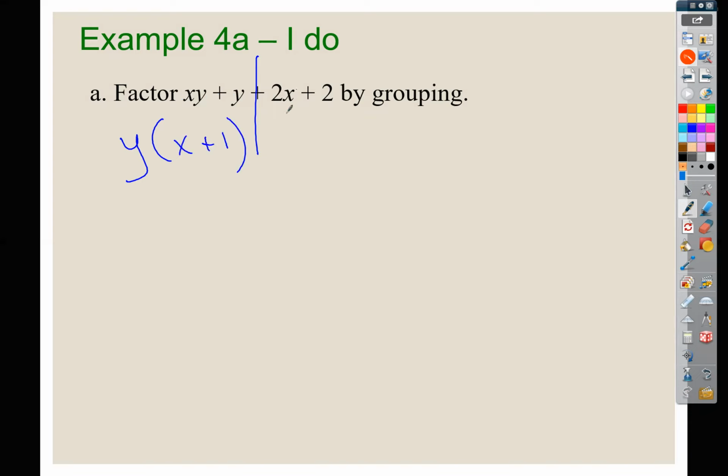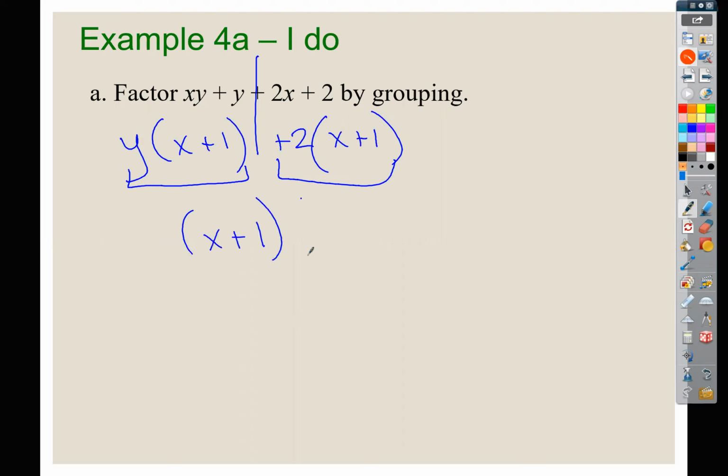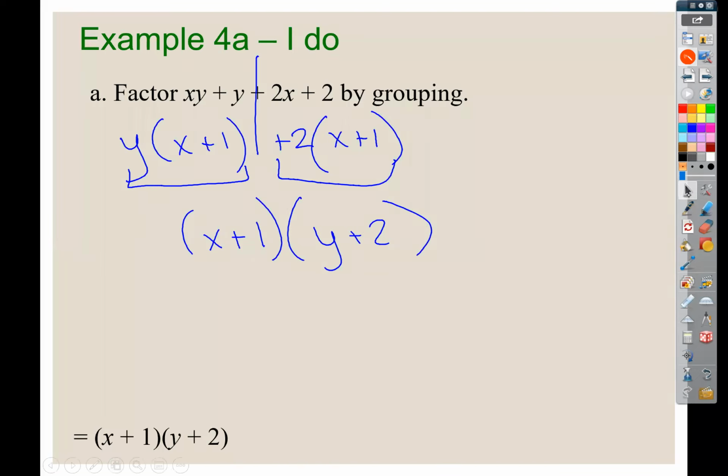What can I take out of this back part? They both have a 2 in common, so I'd have to multiply an x plus 1 to get 2x plus 2. Now, what do both of these factors have in common? They both have an x plus 1, and what don't they have in common? The y plus 2. So split it in half, pull out the GCF from both halves, and then put your common terms together.